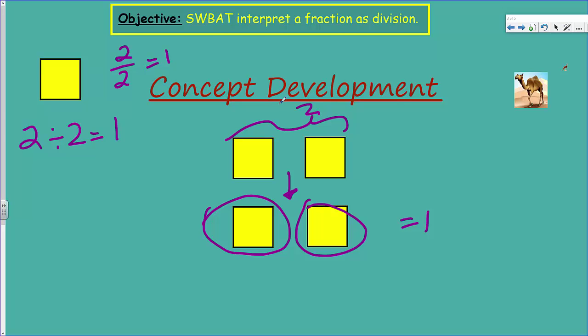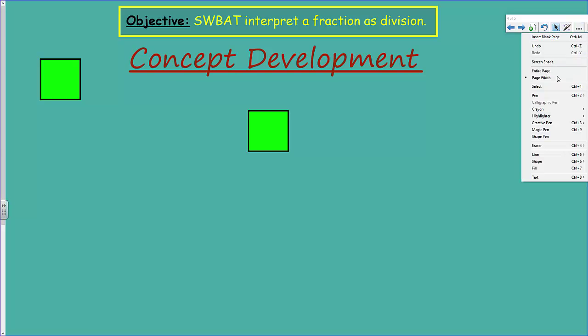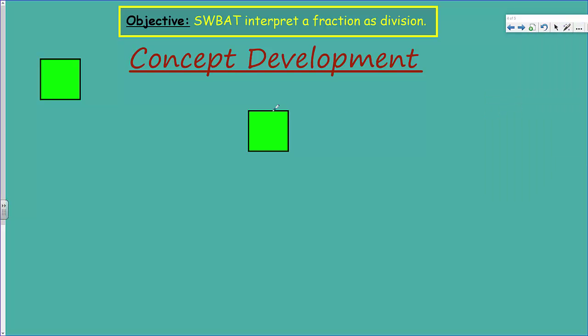Now let's imagine that we only have 1 cracker. I'm going to flip to the next page here. So here's my 1 cracker, green cracker. Now we're going to try to share this 1 cracker with 2 people. Interesting concept there, Mr. War. Well, now we're going to have to do something different.